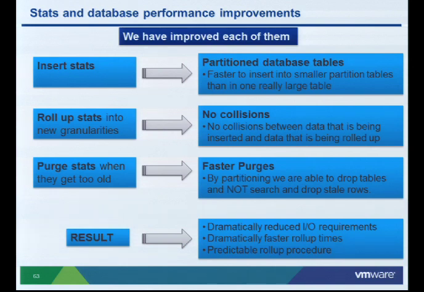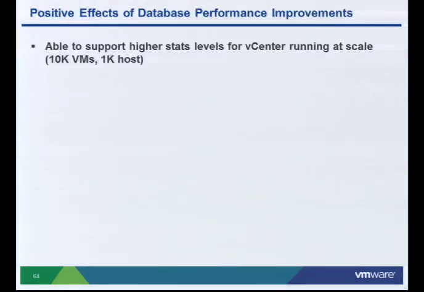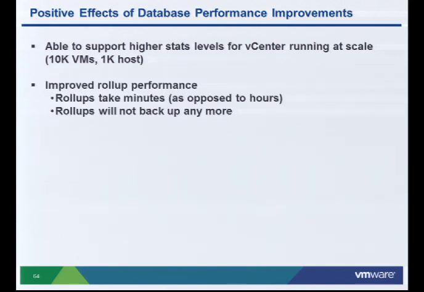So the result is very dramatically reduced I/O operations, very fast roll-up times, and the roll-up procedure has become much more predictable. As a result, we're able to support stats at scale, at 10,000 VMs and 1,000 hosts. If you were a customer who wanted to do a roll-up every half an hour, and the roll-up process itself took more than half an hour, your roll-ups would be backed up. So now roll-ups take minutes and not hours.